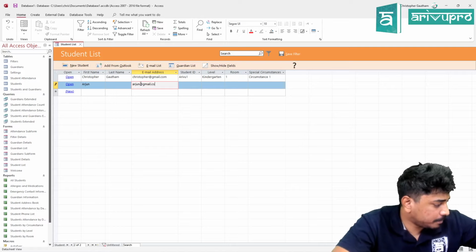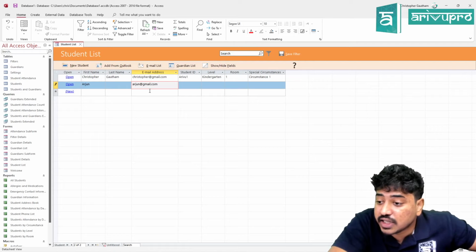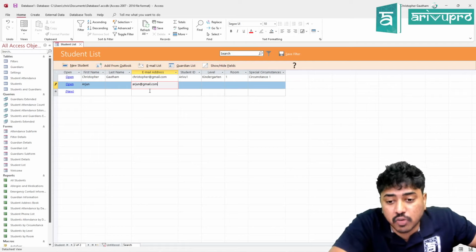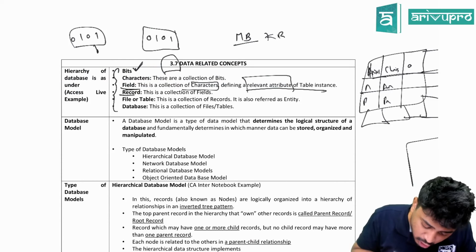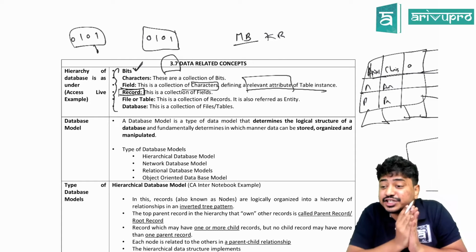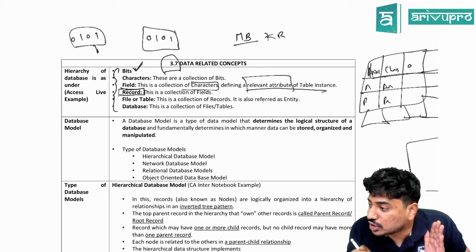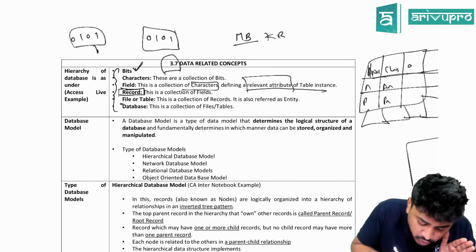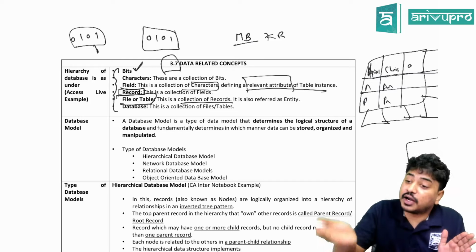Arjun@gmail.com. Can I say what is this then? Field. It's a field, and it's an attribute of what? Email. Are we clear here? Now, a record is nothing but a collection of fields. Now, let me move on: a file or table is nothing but a collection of records.